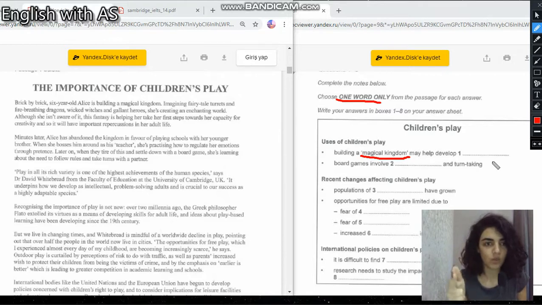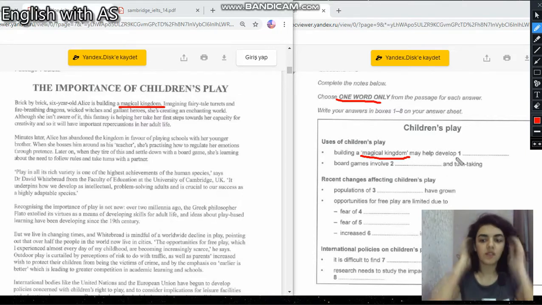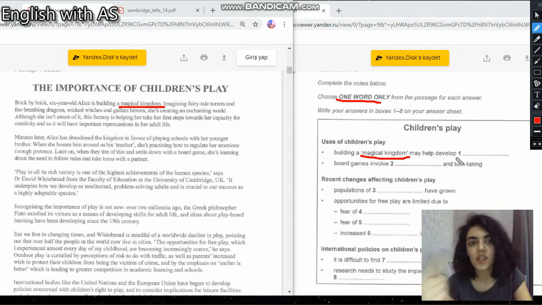This is a noun, and magical kingdom is my keyword. It will help me to locate my answer, and I have to start from the first paragraph. I'm just looking for magical kingdom, brick by brick, blah blah blah. So magical kingdom is here, and after that I have to focus on this part, like help develop. So if I find help or something related to develop, after that my answer should be there. Like my answer should be after help or develop. Now I am looking for my answer.